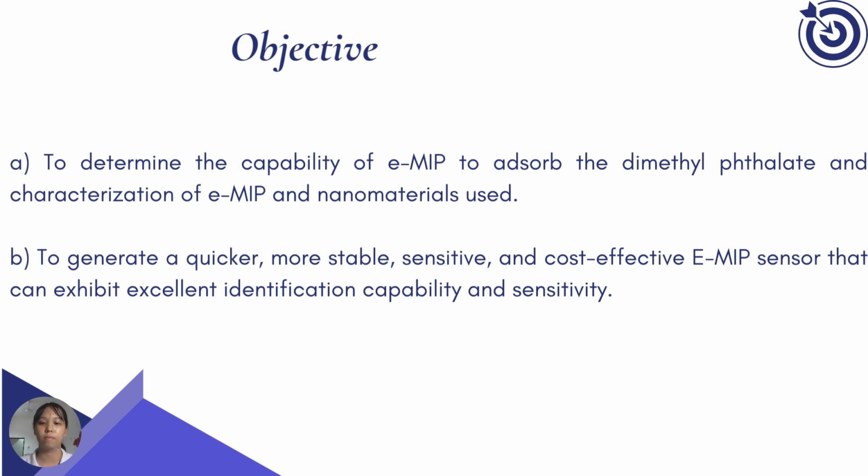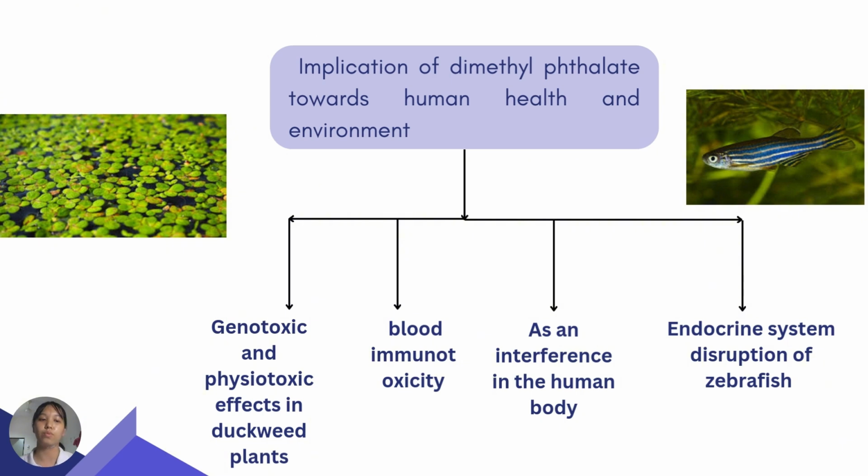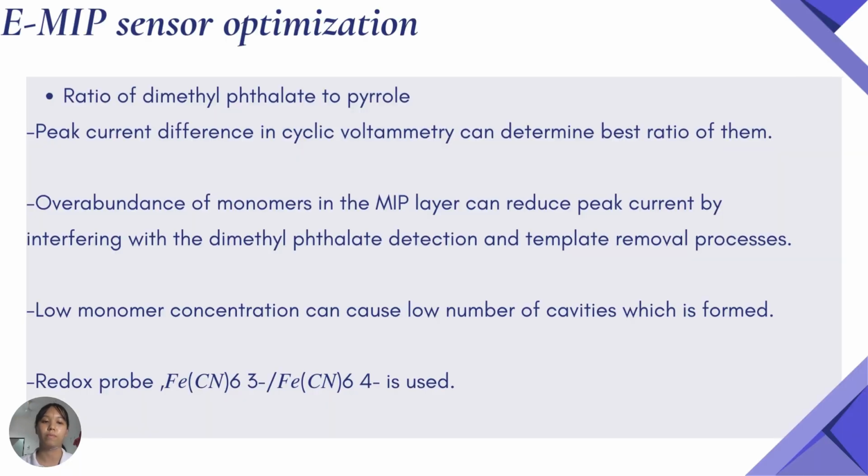Literature review. We have uses of DMP: pesticide, plasticizer, moisturizer, solvent, and so on. This one is common in our market. Next is the implication of DMP towards human health and the environment. For human health, the DMP acts as an endocrine disruptor and can also interfere with the reproductive system. In zebrafish, the endocrine system is disrupted by DMP, and there are also genotoxic and phytotoxic effects in duckweed plants and so on.